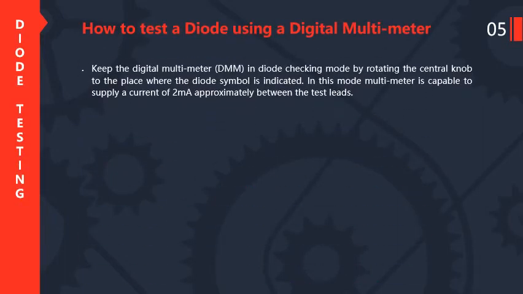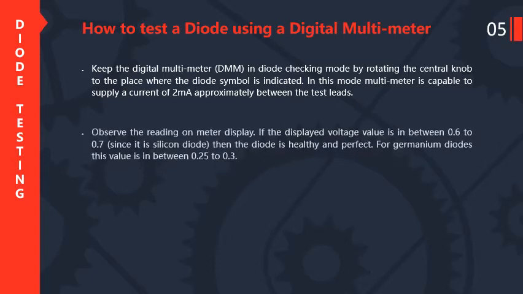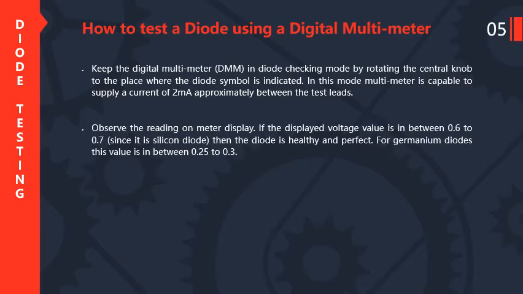Keep the digital multimeter in the diode checking mode by rotating the central knob to the place where the diode symbol is indicated. In this mode, the multimeter is capable of supplying a current of approximately 2 milliamperes between the test leads, or we can say the probes. Observe the reading on the meter display.